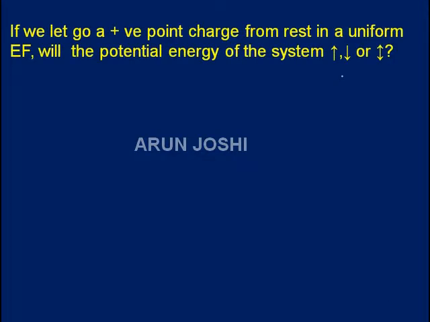Okay. If we let go a positive point charge from rest in a uniform electric field, what will happen to the potential energy of the system? Just think, if it is the earth and any object of mass m is here, same thing, the positive point charge always resembles gravity. If you let this object go from rest, this will move toward this side. What is happening? The potential energy is decreasing.